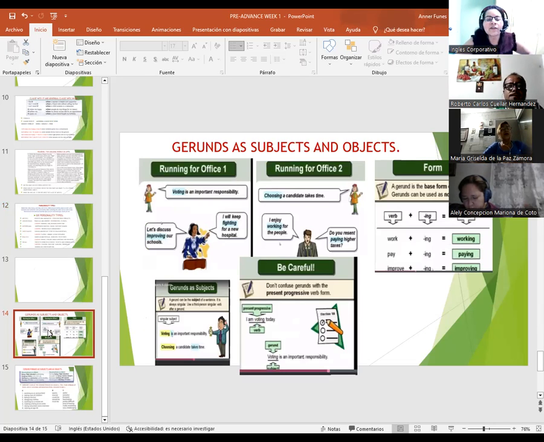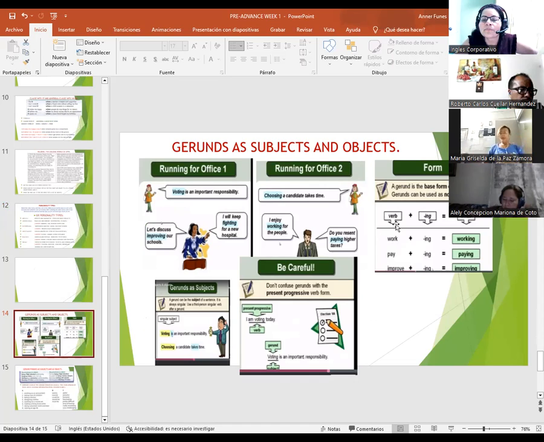Now here we have another important topic, that is gerunds as subject and object. Gerunds as subject and object. What is the meaning of gerund? A gerund is the base form of a verb plus ing. Gerunds can be used as nouns. In this case, verb plus ing equals noun. Here we have the first example. Work is the normal verb in simple present, right? Work plus ing equals working.